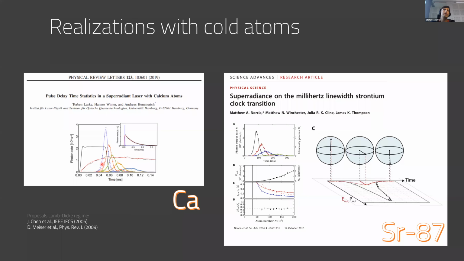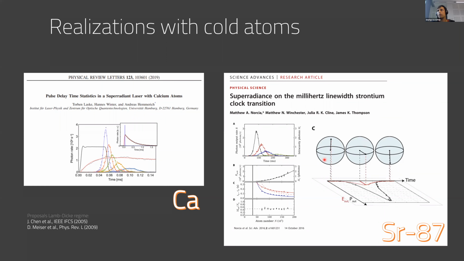And they realized these very nice pulses emitted out of the system, where depending on the atom number, they can see this decay in pulse height. Similar results were obtained for the much more narrow millihertz transition, strontium 87. Again, you see these beautifully shaped pulses that are very similar to the one shown over here. And this quadratic scaling they show down here of the peak emitted photons with the atom number. And notice here that the atom number is in the 100,000s.